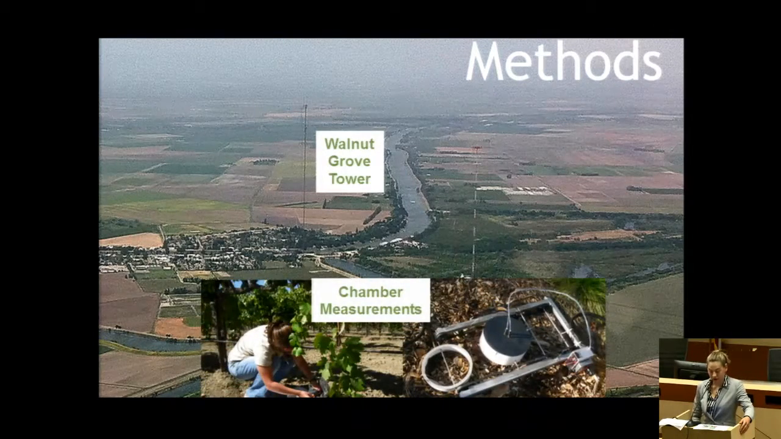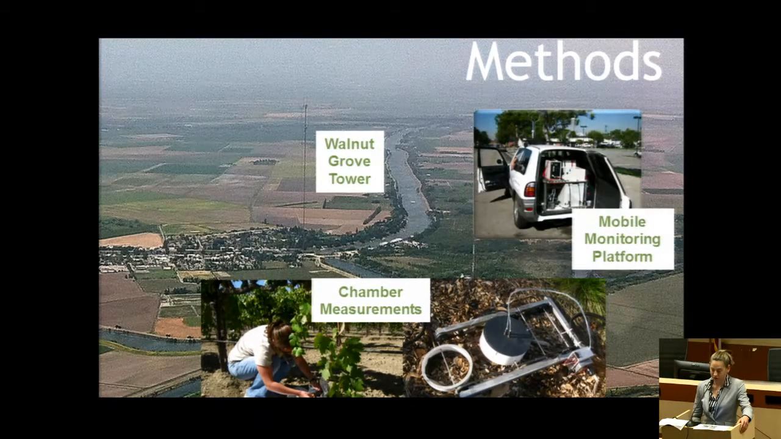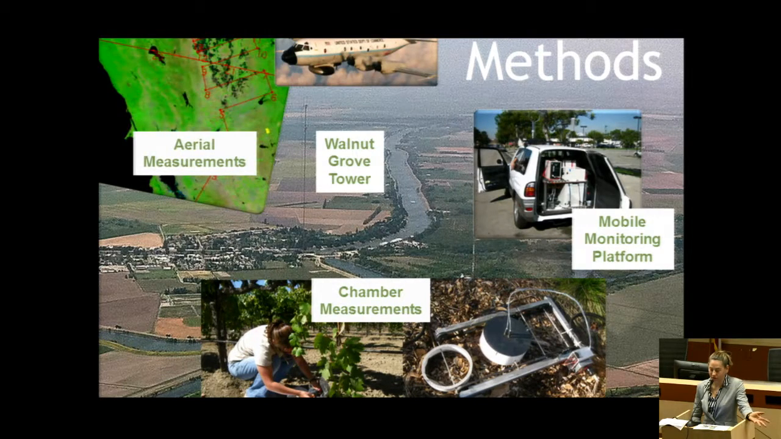And then we're also contracting, and we have chambers that we can use in-house to study emissions right in the field, which have been really useful. And then this is a picture of our mobile monitoring platform that has instrumentation to measure greenhouse gas emissions as it drives around. And the mobile monitoring platform can complement the aerial measurements that we take.